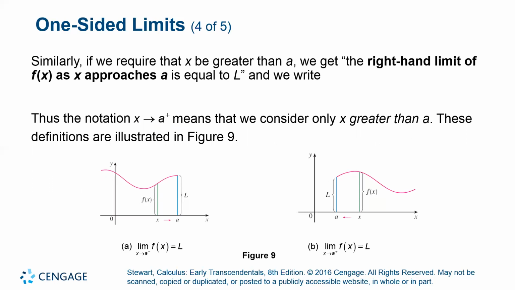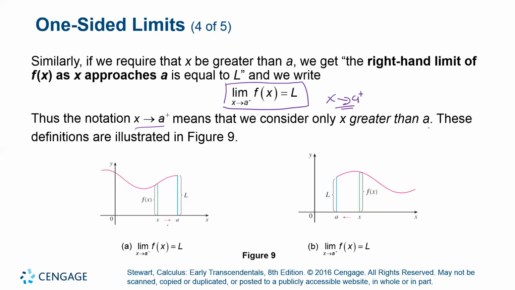So similarly, the right-hand limit is given by this, which is right here. Where x is approaching a from what? From the right. This is the right-hand limit for that. So that's the notation. This means that we consider only x values that are greater than a. Now, look at these two diagrams.